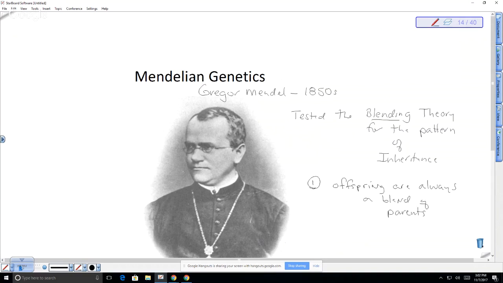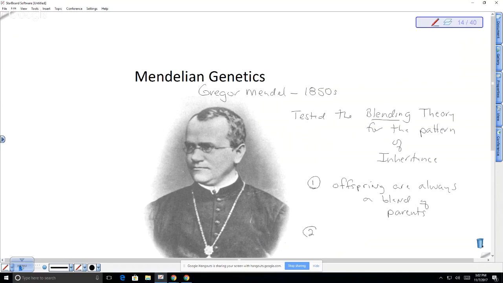And specifically, they're kind of intermediate in the color. So it could be, if you're talking about skin color, or hair color or eye color, offspring would always be an intermediate color between the parents. They would always be a blend of the parents, right? So that kind of makes sense.